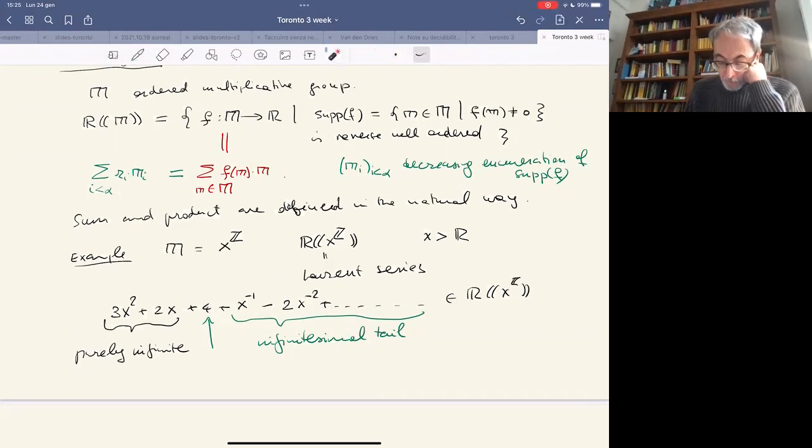So there are three different notations here. You can view an element of this field either as a function which assigns to each monomial its coefficient. You can write it as a sum indexed by monomials, but then you require that the support is reverse well ordered, so most coefficients will be zero. Or you can write it as a sum indexed by an ordinal, in which case you only mention the non-zero coefficients. So you enumerate the support, and in this case the coefficients are non-zero. So just three different ways of writing the same object.